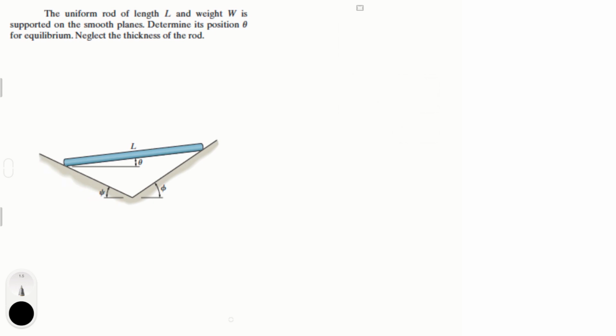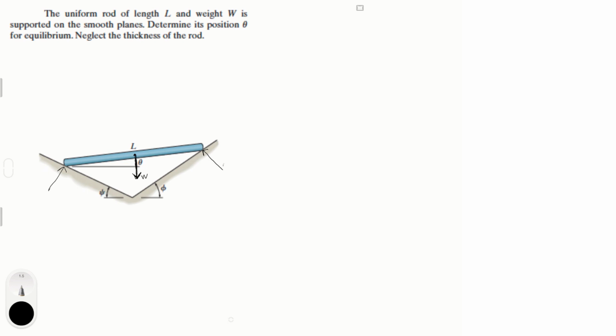So let's get started. First, like always, let's draw the free body diagram. We know we have a reaction here, a reaction here. We know we have the weight right in the middle, going straight down.